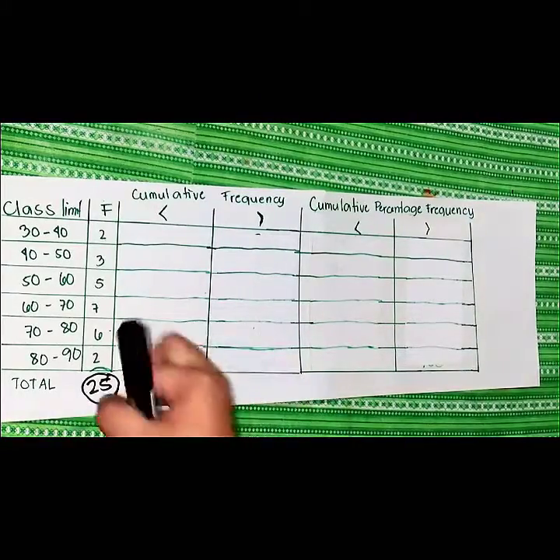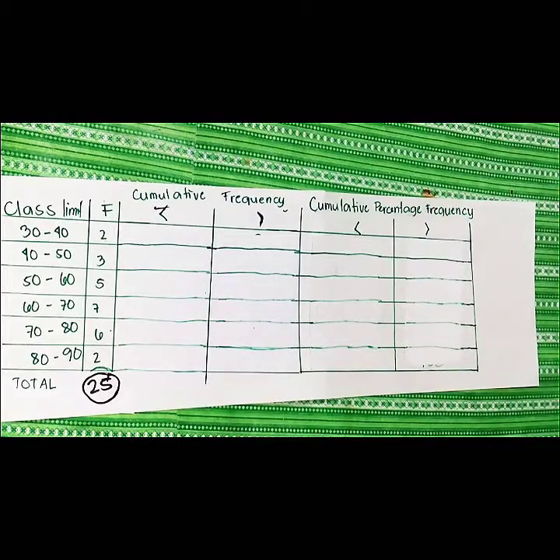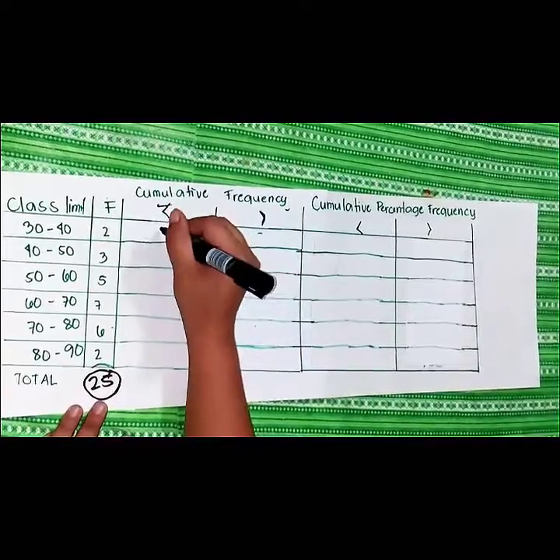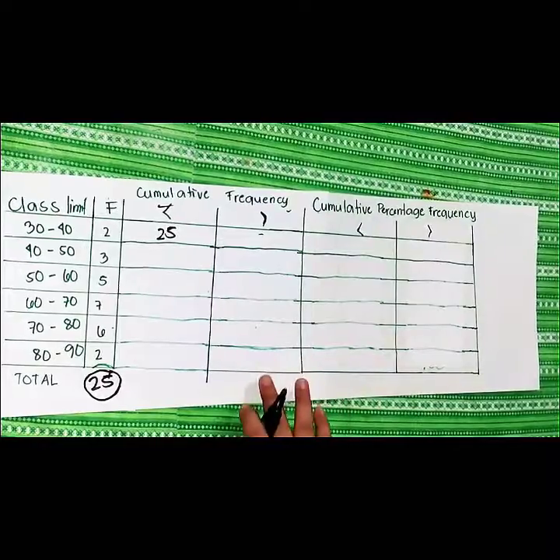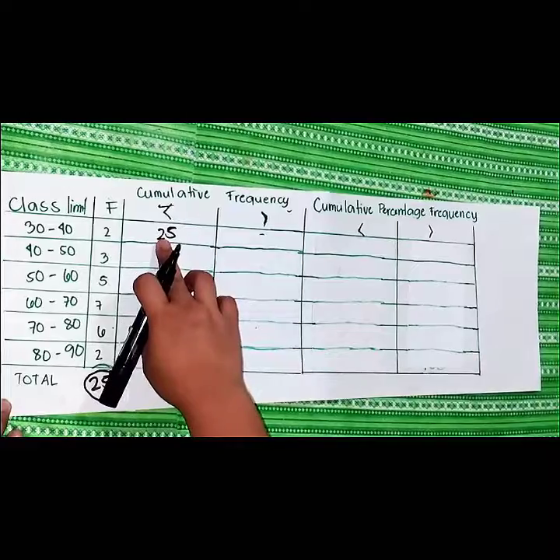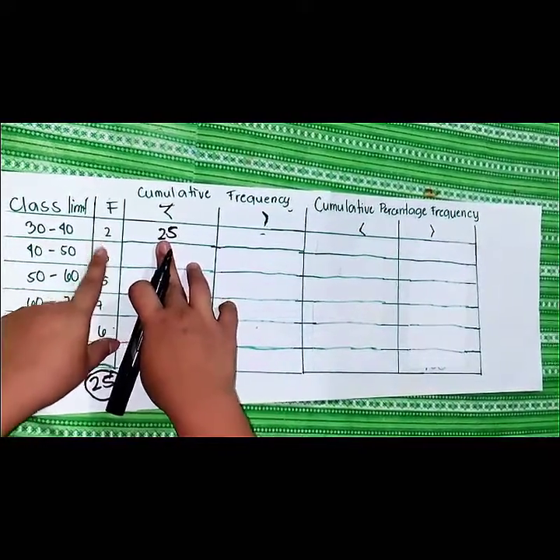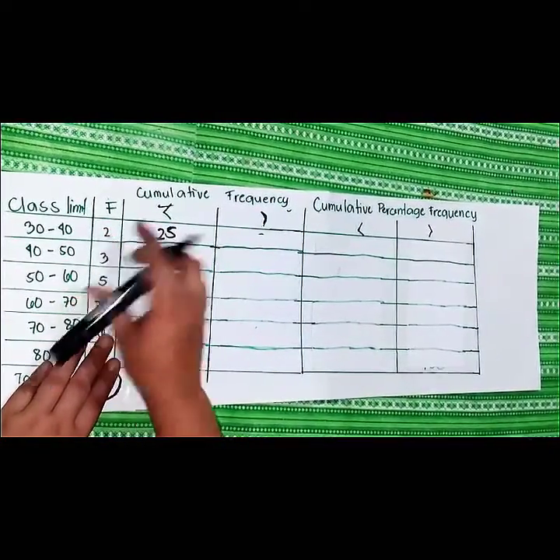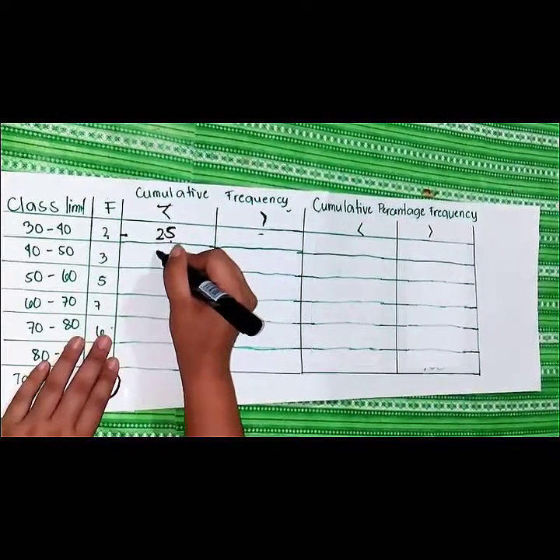Now we will proceed on how to find the cumulative frequency lesser than. First we write 25 here, which is our total frequency. Next, in our cumulative frequency lesser than, we have 25. In our frequency, we have 2. So we will minus the frequency from the cumulative frequency lesser than. So 25 minus 2 is equals to 23.